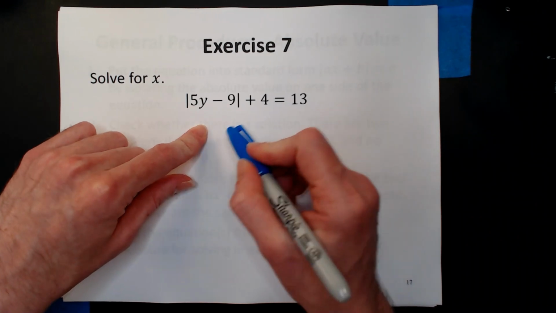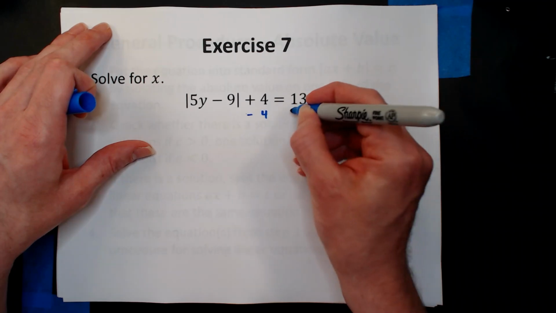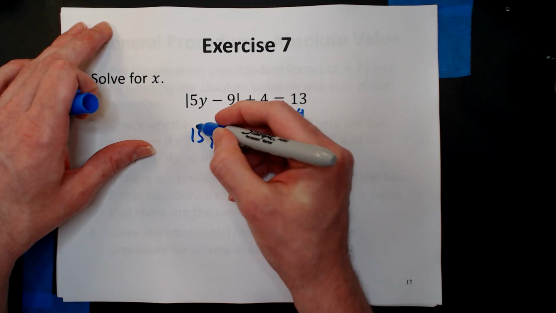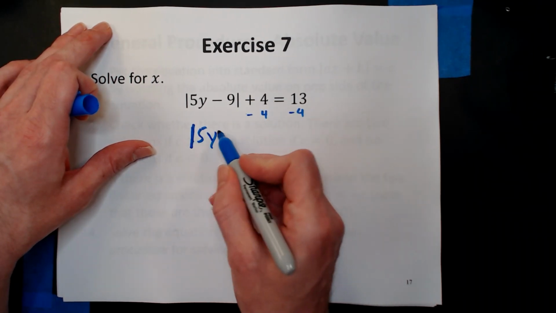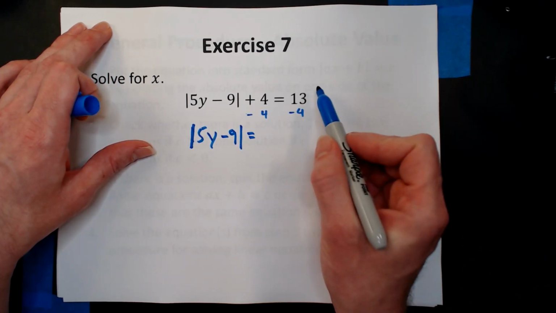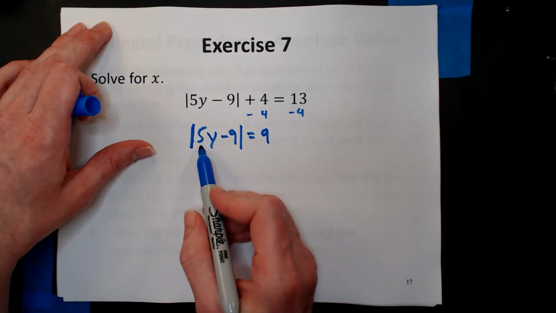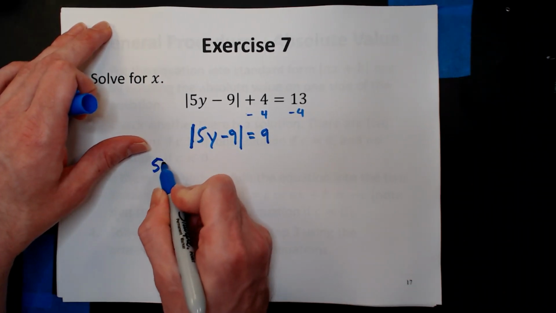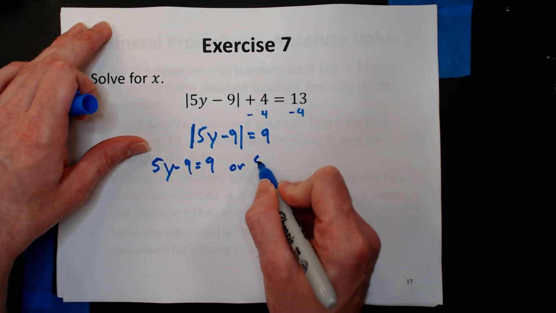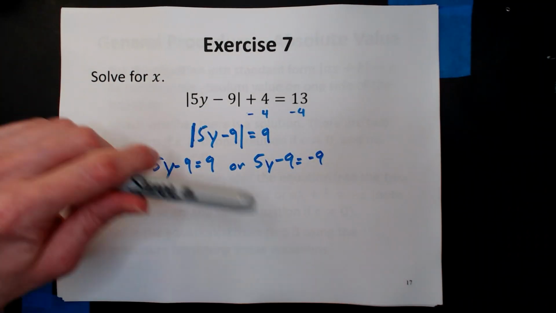Now, this one's not in standard form, so let's put it in standard form before we do anything. So we're going to subtract 4 from both sides, and that's going to give us the absolute value of, once again, try to make your absolute value bars look like absolute value bars and not ones. And that's going to be equal to 9. So now we can apply a rule where we can have 5y minus 9 equals 9, or 5y minus 9 equals negative 9.